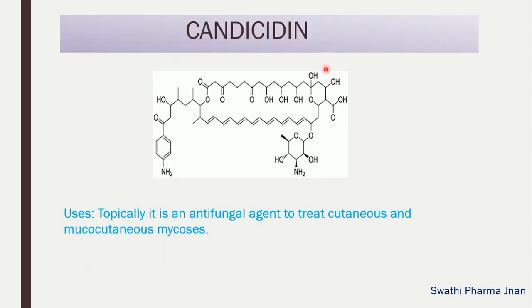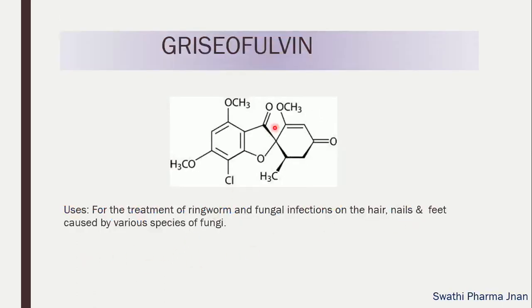Candidin is another structure. It is also similar to natamycin, nystatin and amphotericin B. How many crowns are there, how many hydroxyl groups and where all they are present, how many downs are there, you can remember by practicing. It is used topically as an antifungal agent to treat cutaneous and mucocutaneous mycosis.